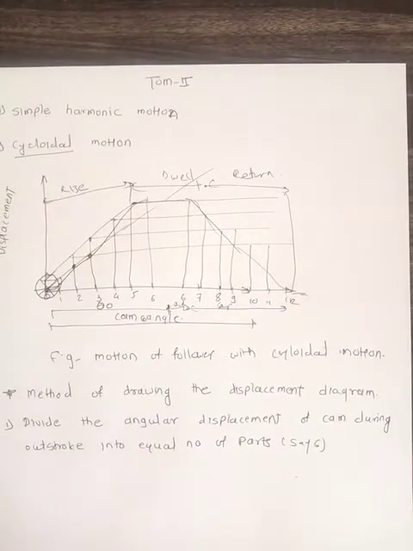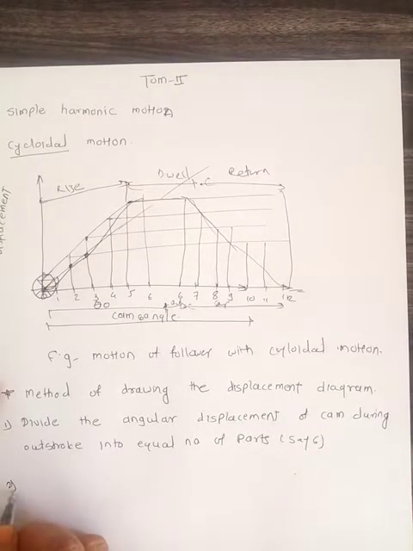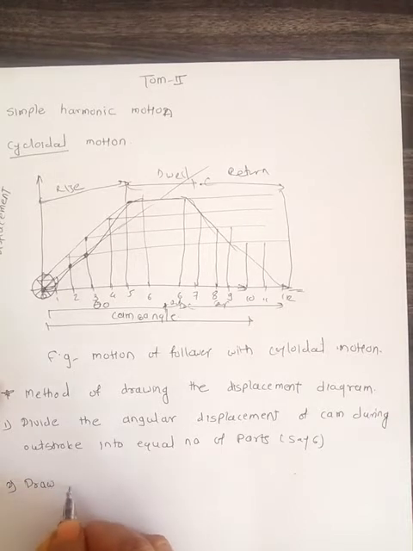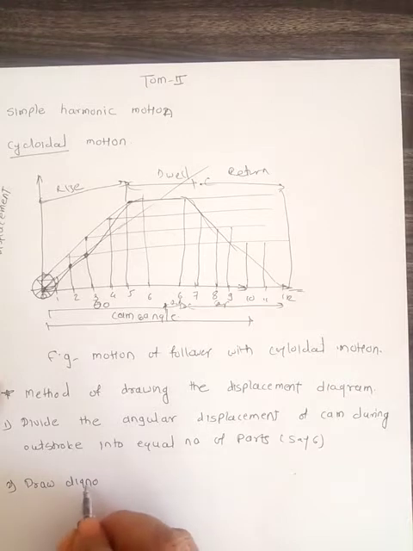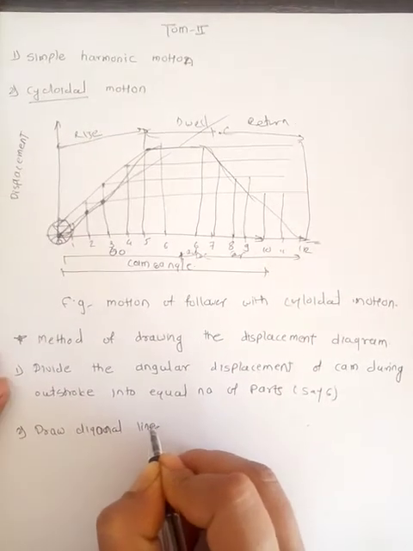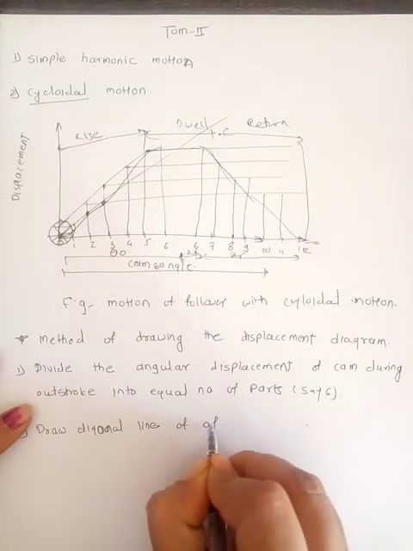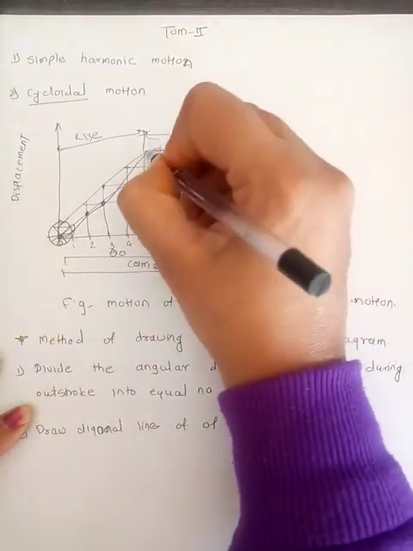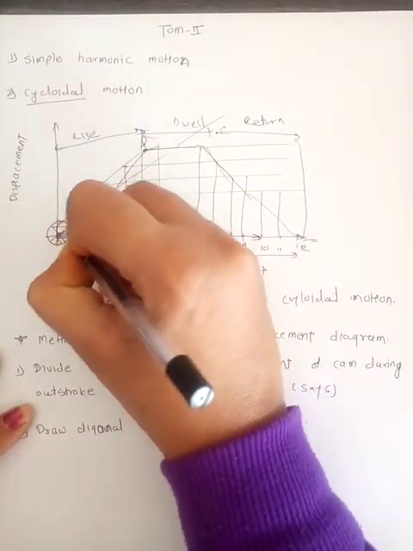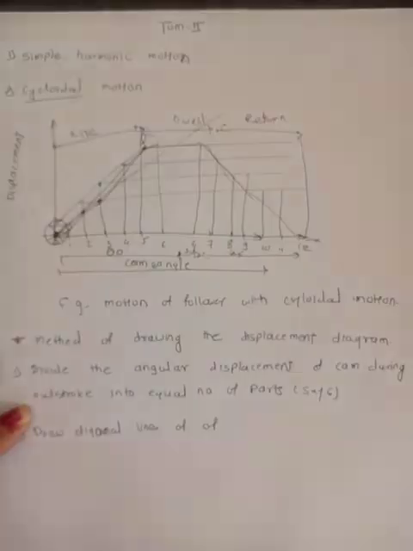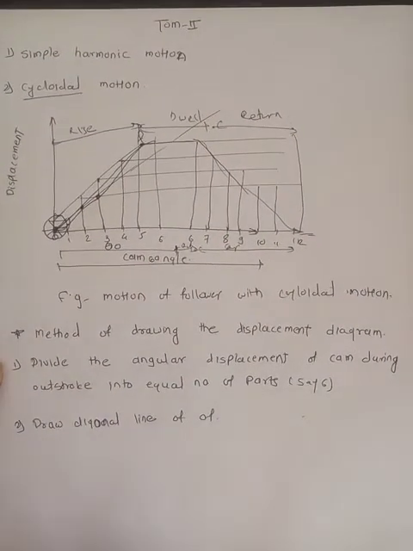The second step is to draw the diagonal line OF. Suppose this is F and this is O; this diagonal line is OF. Draw the diagonal line OF.